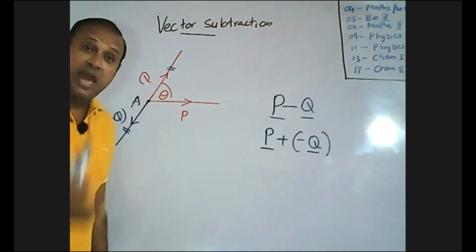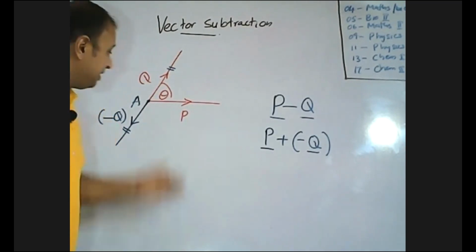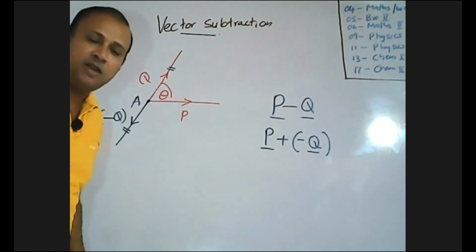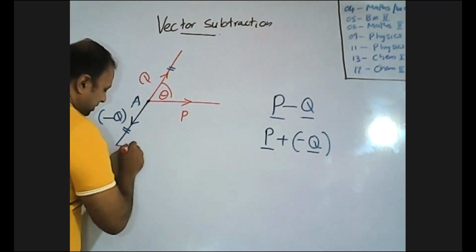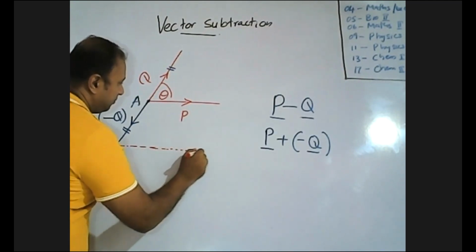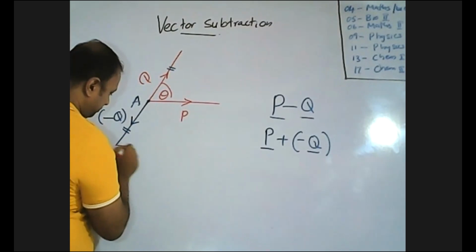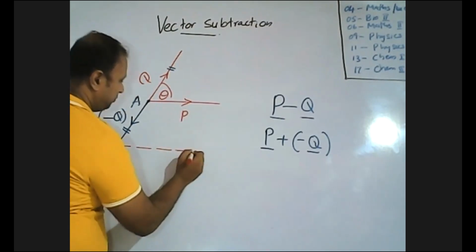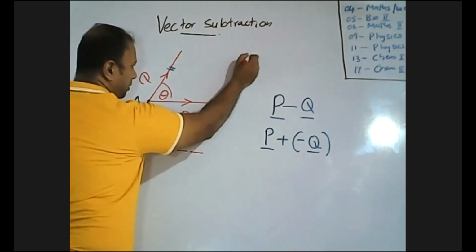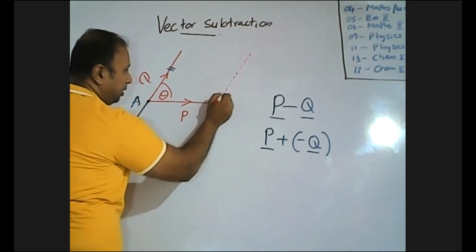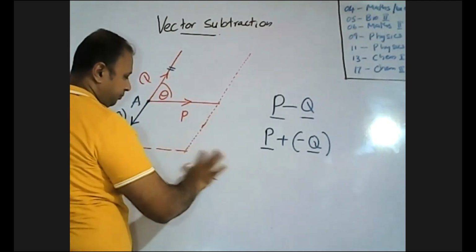Very good. Now I can construct or draw the vector parallelogram and take the resultant of minus Q and P. Now I have to complete the vector parallelogram.